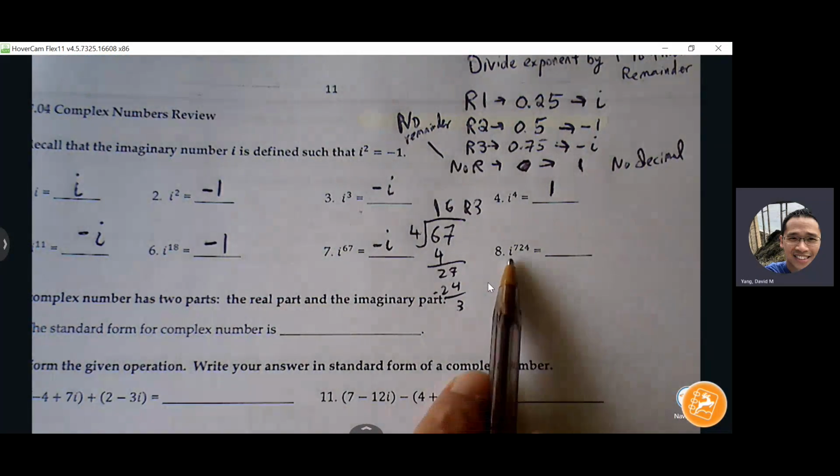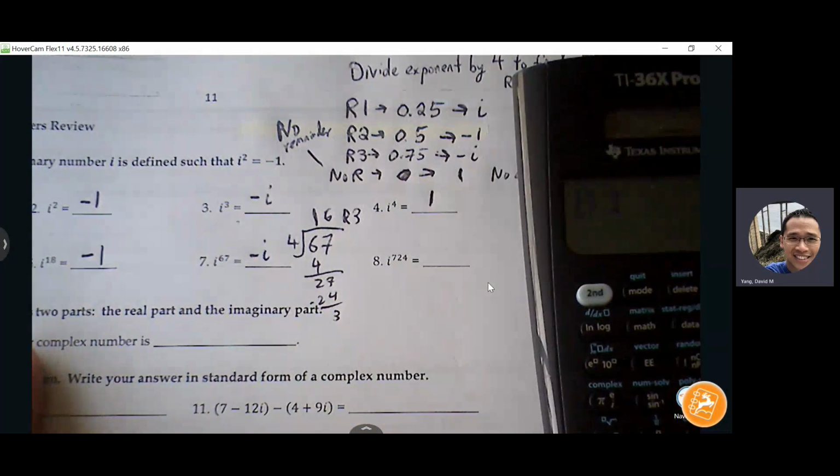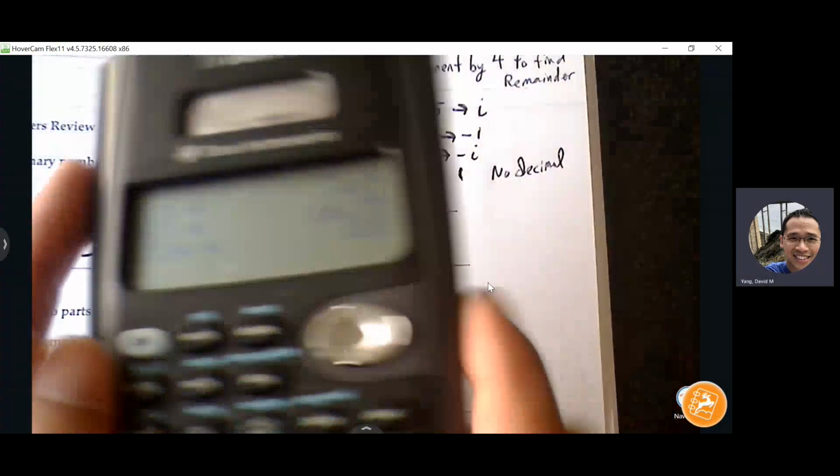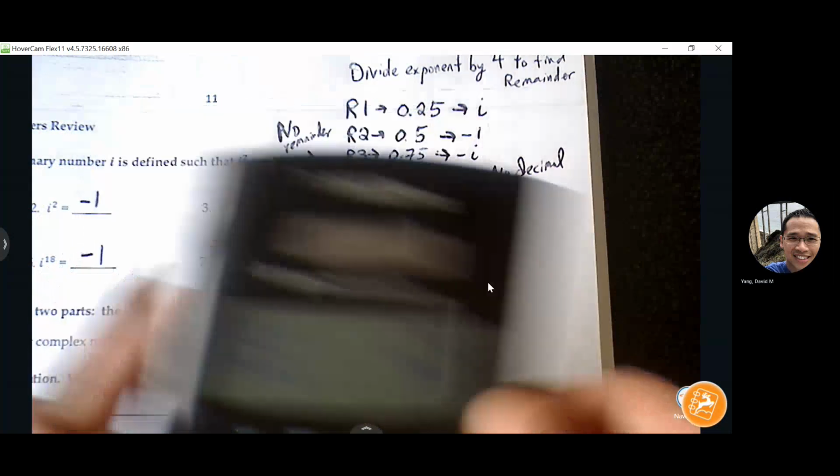Okay. So 724, either we do it by hand or we do it using the calculator. 724 divided by 4 is 181. So that means it divides out evenly, therefore just 1.